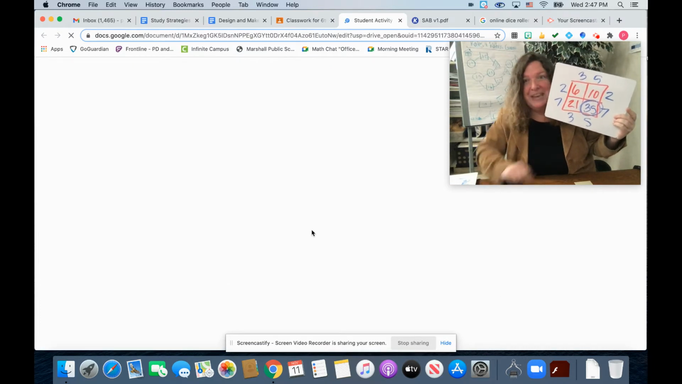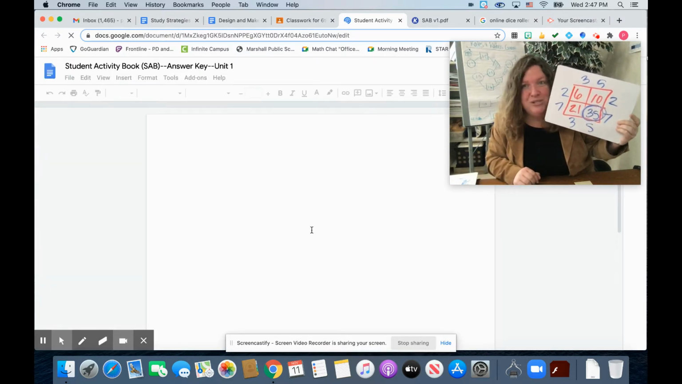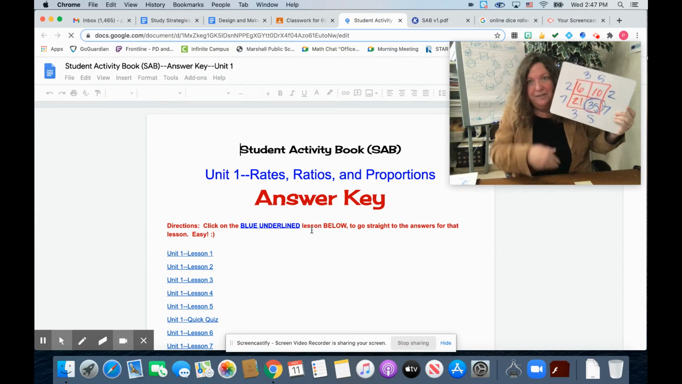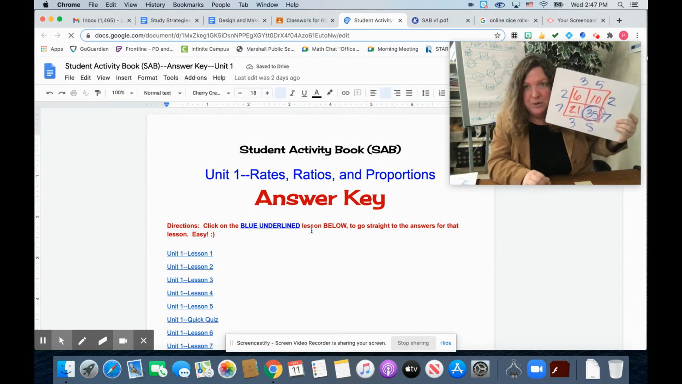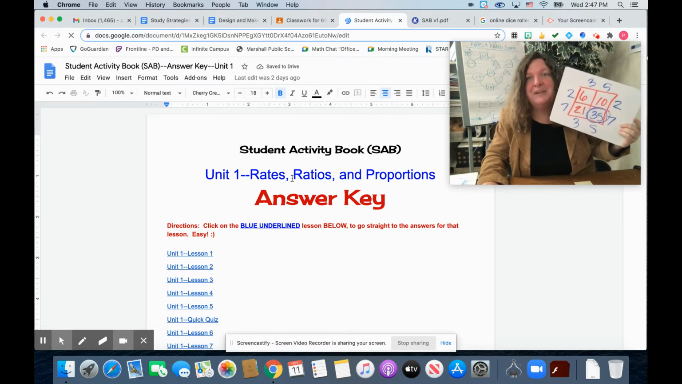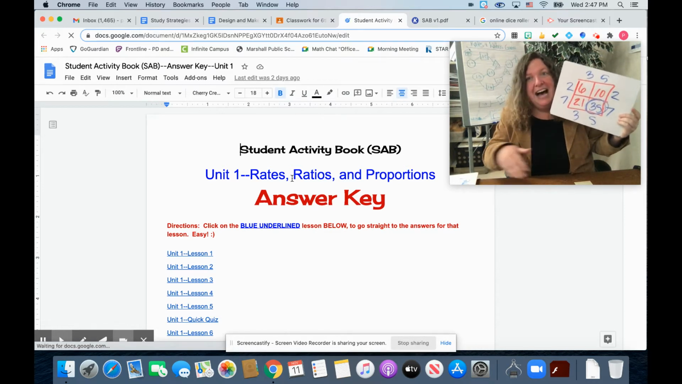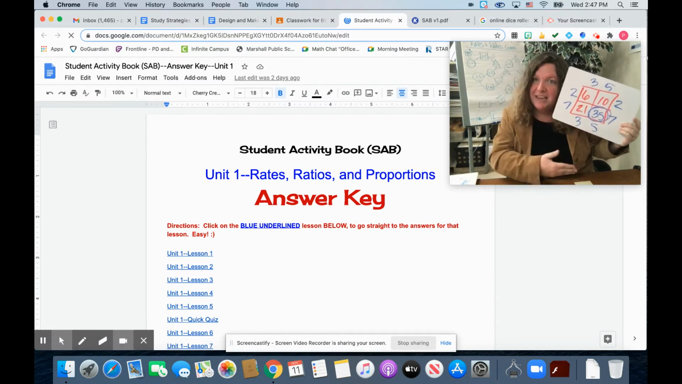Now, this is the answer key of everything in our whole student activity book, including all of the lessons, including all of the quick quizzes in the book, and including the review in the book. Yes, I'm giving it to you because I want you to be able to see, how am I doing? Is there something I need to fix?